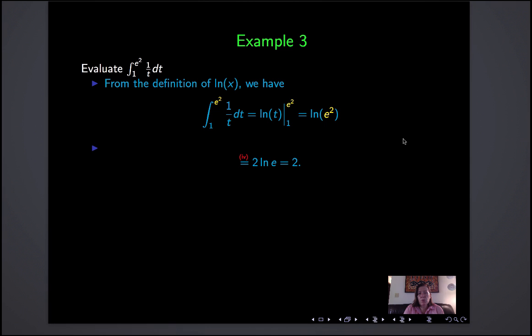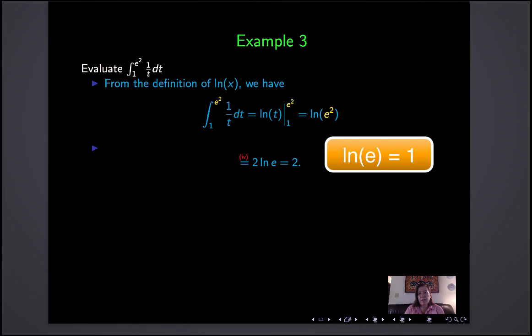Now we can use rule number 4 to deal with that power. That's 2 times the natural log of e, and we know by definition that the natural log of e is 1, so that integral boils down to the number 2.